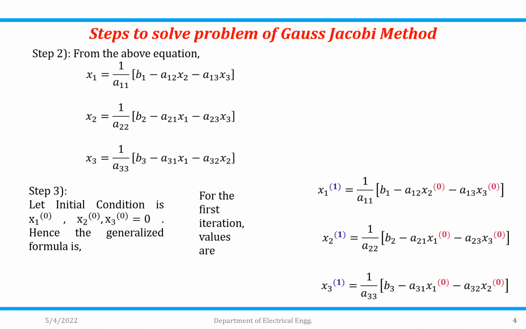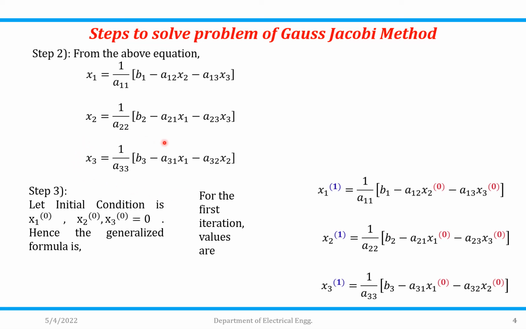x1 raised to 1. Now what I have done here, instead of writing x1, I have written x1 raised to 1 equal to this equation, and this equation is the same, but the only difference is that here I have written x2 raised to 0 and x3 raised to 0, which is the initial condition given. Similarly, I have written the second equation here, but I have written x2 raised to 1. Here the initial conditions are x1 raised to 0 and x3 raised to 0.